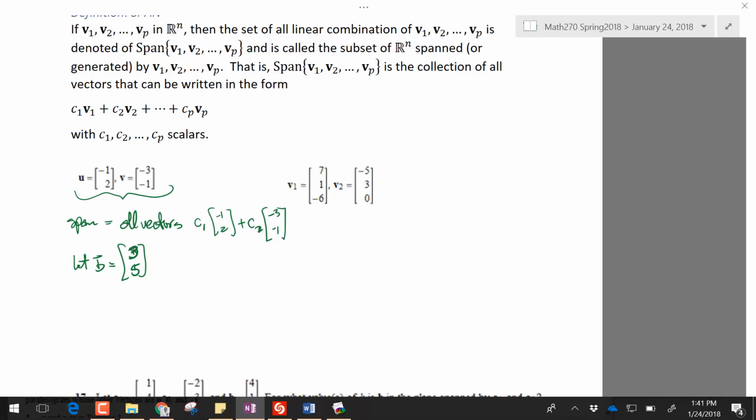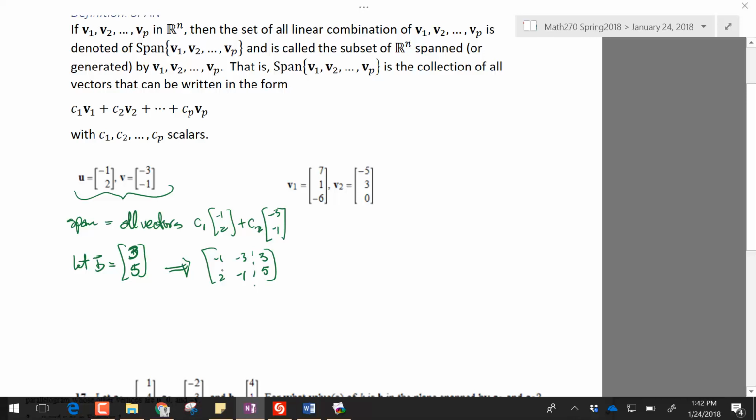If this spans everything in R2, which the two people who shook their head are claiming, then that means I should be able to find weights for u and v so that I would get 3 and 5, right? So let's bypass the vector equation. Let's go straight to the matrix because they're all equivalent. -1, 2, -3, -1. So remember that the columns of the coefficient part of the matrix are just the vectors. And then the augmented part is what we want to get to. We want to get to 3, 5. And so can we find a solution for this?